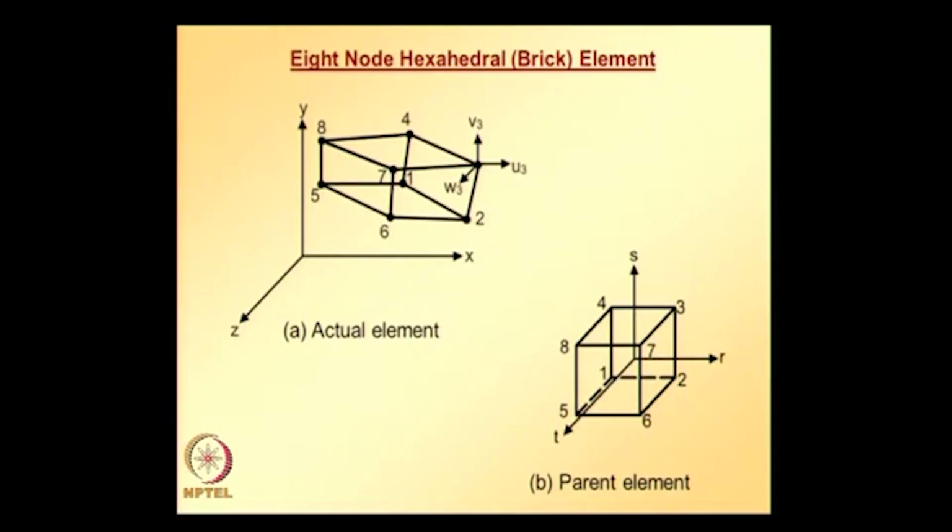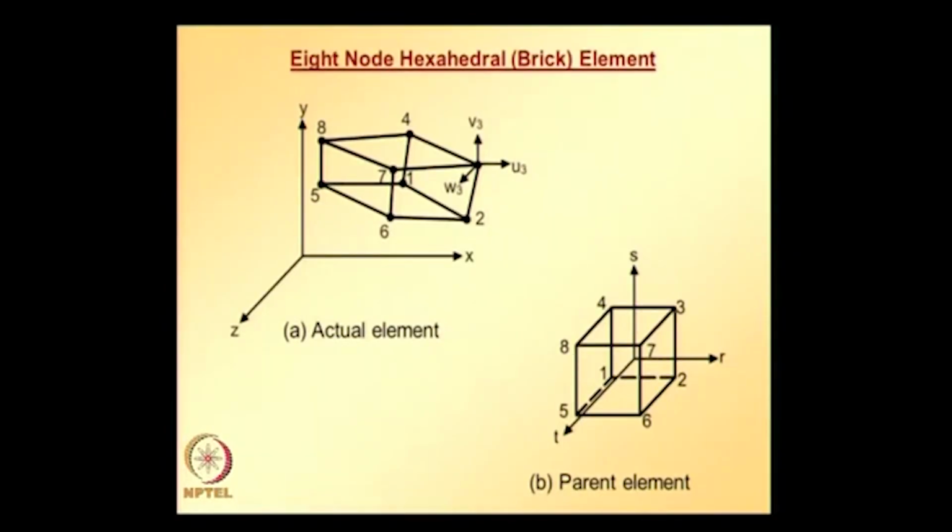Origin is located at the center, that is the center of this cube is located at r is equal to 0, s is equal to 0, t is equal to 0. So, with that understanding and the dimensions of this cube being 2 by 2 by 2, and with the location of origin that is at the center, we can easily find what are the coordinates of various nodes.